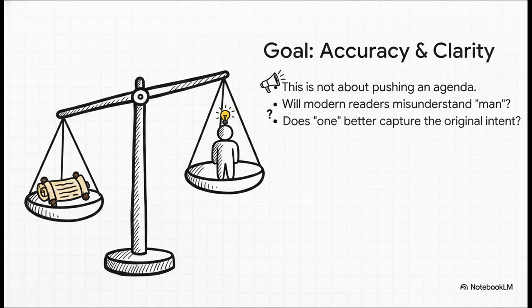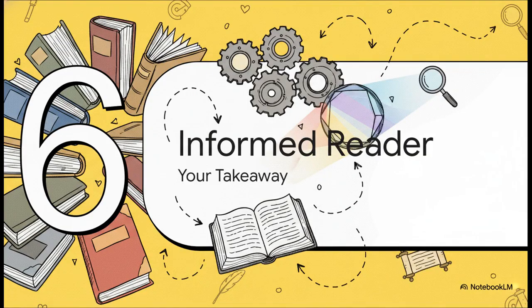And it's so important to understand this. For the translators, this isn't about promoting a social agenda. The whole debate for them is about accuracy. They're asking two key questions. First, clarity. Will today's reader get confused by the word man? And second, accuracy. Does a word like one or people actually capture the original intended meaning more faithfully in our language today?